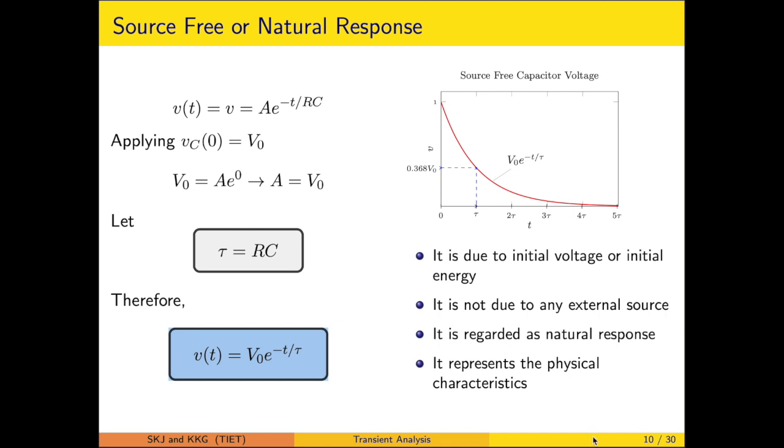Now the important point is that this particular response is initiated because of the initial voltage or initial energy. It is not due to an external source, as highlighted previously. This is regarded as a natural response, and it represents the physical characteristic. So the physical characteristic means this rate of decrease is decided by the time constant, which is governed purely by the resistance and capacitance, which are the physical characteristics, or you can say the system parameters.